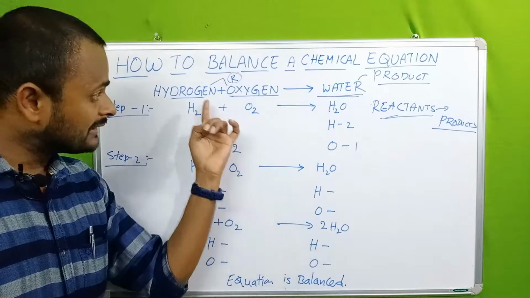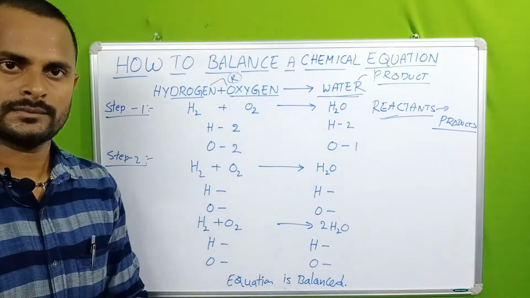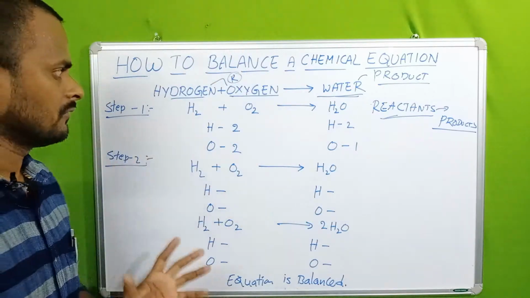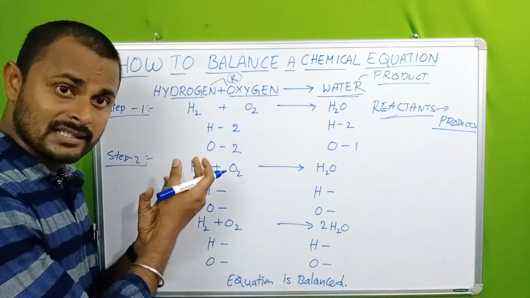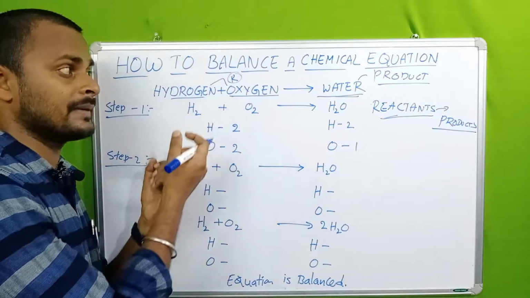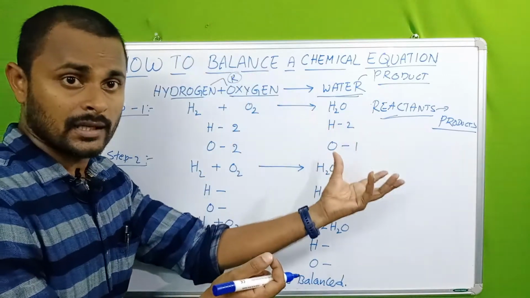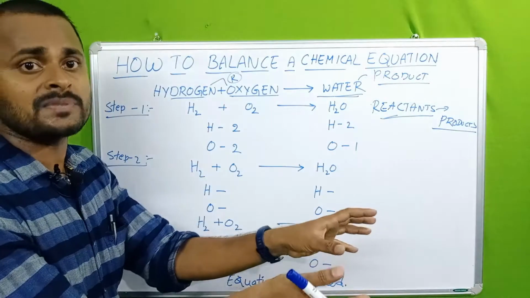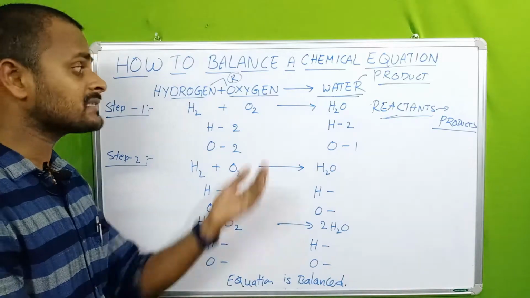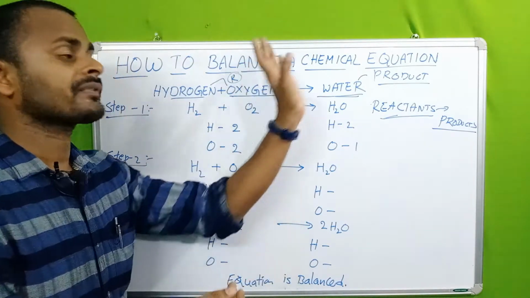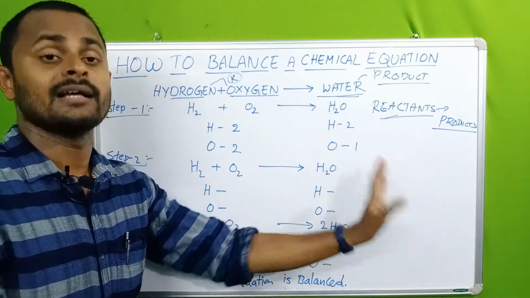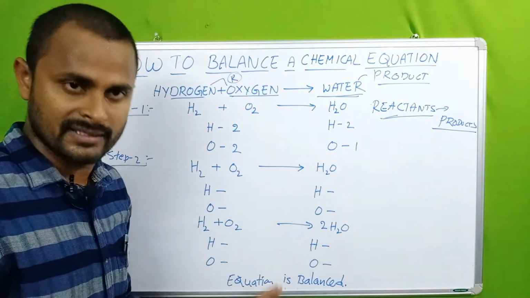Now check whether it is balanced or not. In the reactant side, how many atoms are participating in the reaction? In the product side also, the same atoms are forming in the product. That means if the number of atoms in the reactant side is equal to the number of atoms in the product side, then the equation is balanced.